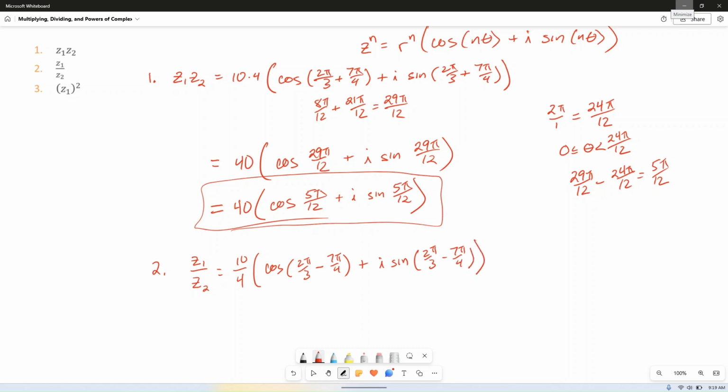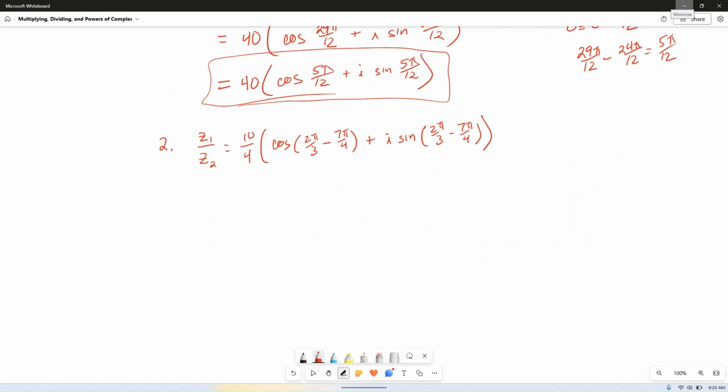Okay, so that's converted now into polar form. We just need to simplify the values a little bit. The 10 over 4 is easy to do, we'll reduce that fraction. We need to do a common denominator with our angles, though. So 2 pi over 3 and 7 pi over 4 have a common denominator of 12, which we just saw a minute ago. So this is going to be 8 pi over 12 minus 21 pi over 12. We do that subtraction, and we're going to get a negative 13 pi over 12.